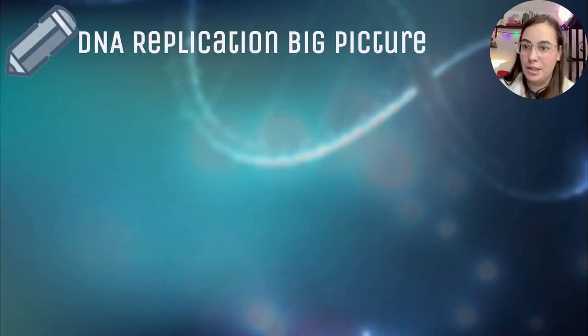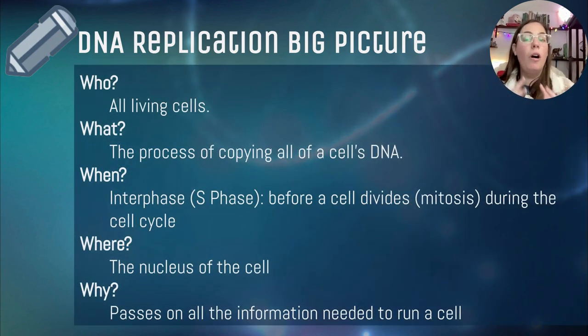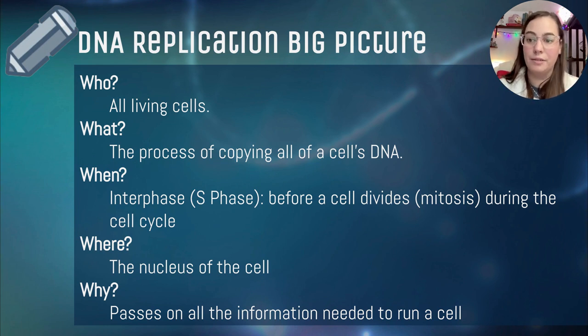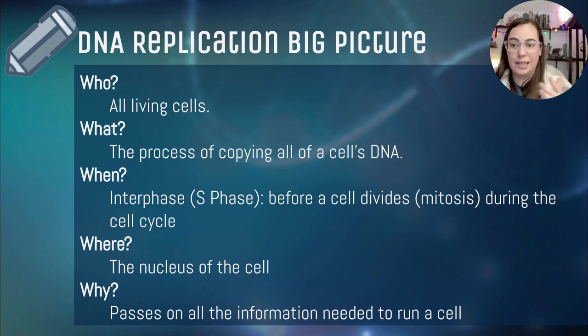To understand DNA replication, we want to look at the big picture, the who, the what, the when, the where, and the why. So all living cells go through this process because all living cells have DNA. This is where we copy all of the cell's DNA. If you remember from our mitosis conversation, in interphase, there's an S phase where DNA is synthesized. This is that DNA synthesis. This is what happens before a cell divides in the cell cycle. In eukaryotes, this happens in the nucleus of the cell because that's where DNA is kept and kept safe. The whole purpose of this is to pass on information needed to run a cell.